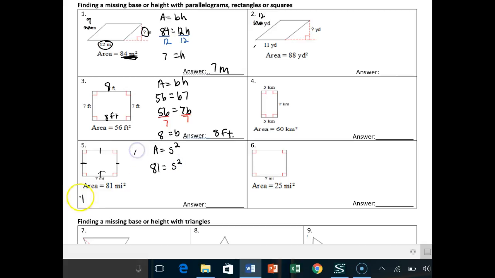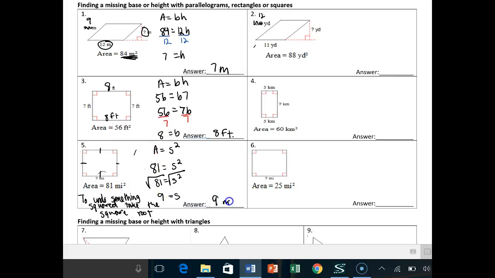And you're going to write this to undo something squared. Take the square root. Right, so to undo 81 equals S squared, you're going to say what number times itself is 81. And you're just going to say, okay, 81 is equal to S squared, taking the square root. And S will be equal to 9, because 9 times 9 is 81.